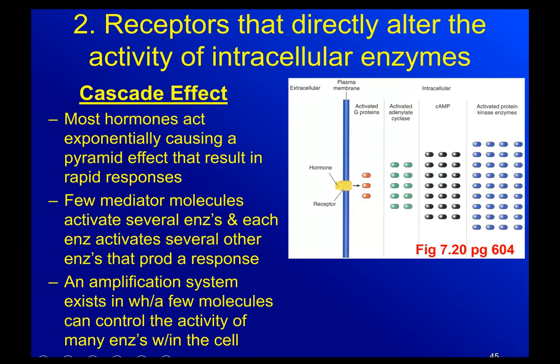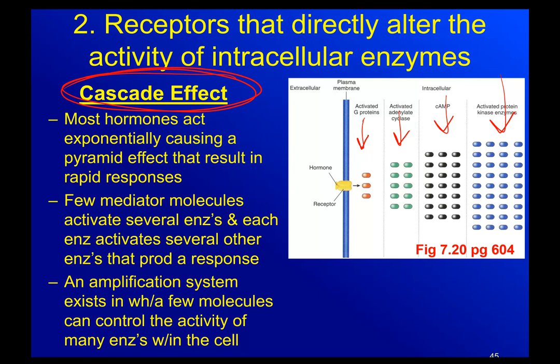So something that's kind of interesting, receptors that directly alter the activity of intracellular enzymes. So there's something called the cascade effect, okay? Most hormones act exponentially, basically causing a pyramid effect. So you activate one receptor, that activates 3 separate things. Each one of those activates 3 separate things. Each one of those activates 3 separate things. So as this step-by-step progression happens, I'm basically amplifying the effect.